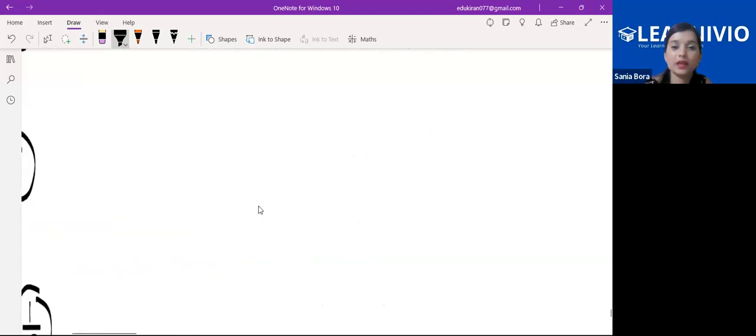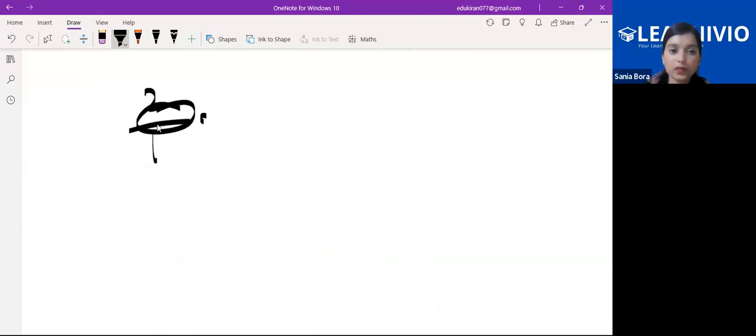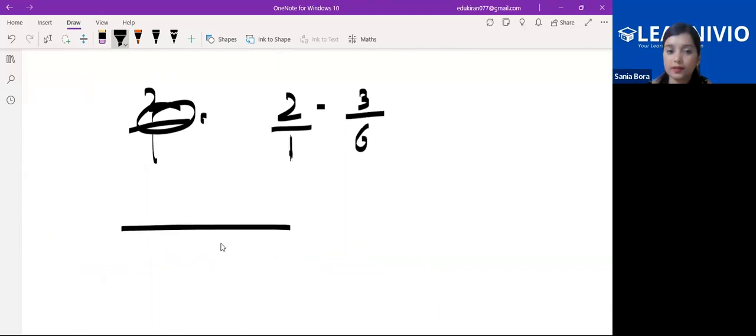Yes, I'll explain taking another example. For example, 2 minus 3 by 6. So first thing I'll put a 1 here in the denominator, and then 6. In one table, 6 comes at what time? 6 multiplied by whatever is written here, 6 multiplied by 2. And now in 6 table, 6 comes at 1. 1 multiplied by whatever is written here, 3.